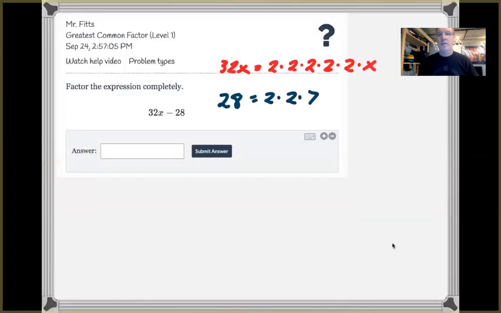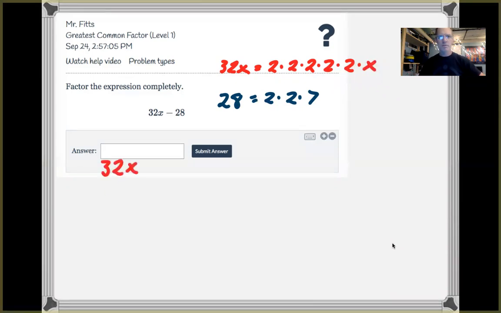32x minus 28, and I want to factor this. This is an example problem from Delta Math. So 32x, well, I can factor that. I can say that's just 2 times 2 times 2 times 2 times 2, or 2 to the 5th power, times x. And 28 is 2 times 2 times 7. If you don't believe me about this being the prime factorization, well, what is x? x is just a variable representing a number, right?